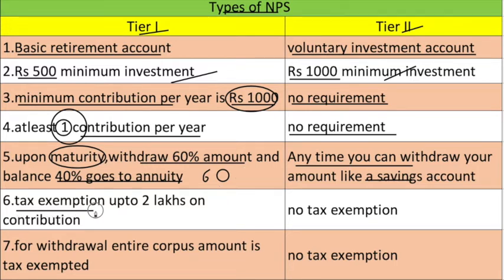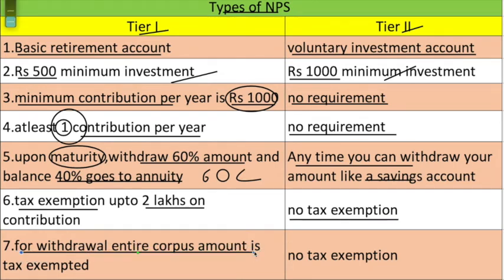Coming to tax exemption, in Tier 1 you get a tax exemption, whereas in Tier 2 you do not have any tax exemption. And for Tier 1, the entire corpus amount which is withdrawn at the age of 60, that amount is tax exempted. But in Tier 2, there is no such tax exemption.